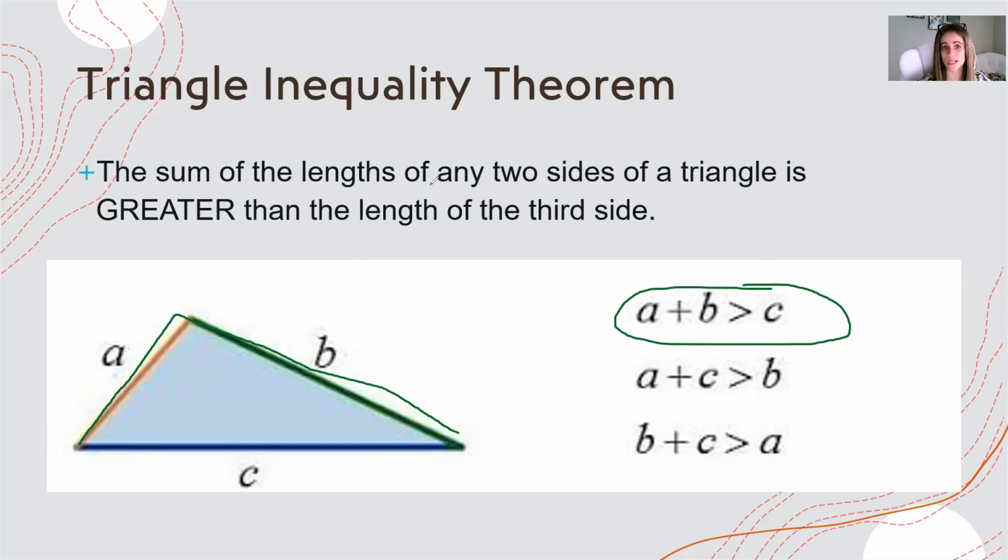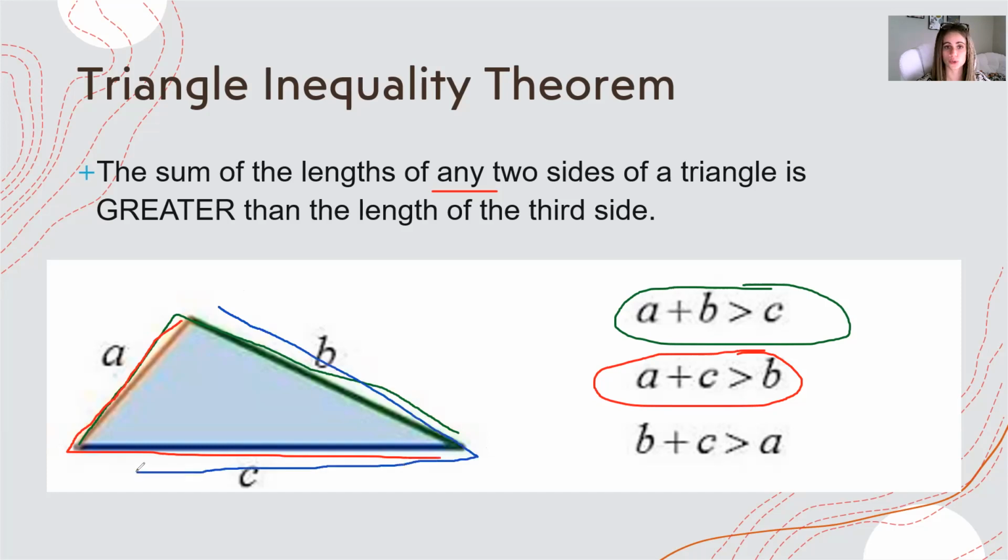Now, because our definition says this is true for the lengths of any two sides, we have to figure out all the possibilities. We have to test and make sure this is true in all the different scenarios. So now, if we were to add the lengths of side A and side C, those two would have to be greater than side B. And last but not least, if we were to add our final combination of sides B and C, those two together would have to add up to be greater than the length of side A.